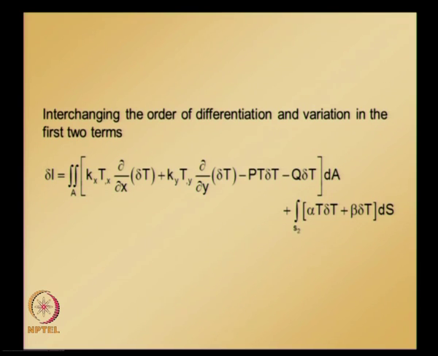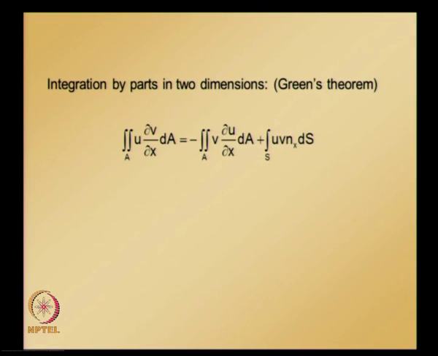So, now let us look at two formulas or two identities to simplify the first two terms. So, these are the two identities: integration by parts in two dimensions, which is also called Green's theorem. Integral u times partial derivative of v with respect to x integrated over A can be written as minus v times partial derivative of u with respect to x integrated over A plus u times v times x component of unit outer normal to the surface integrated over the surface.